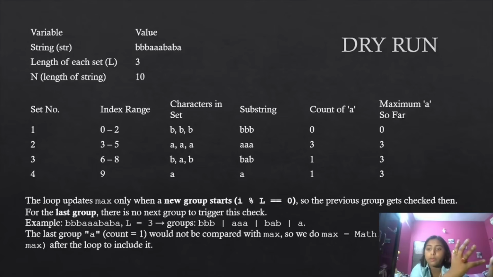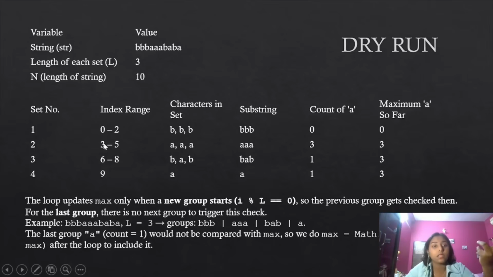What is the ideology behind this dry run? First set is 0 to 2. Why? 0, 1 and 2. 3 elements. L value is 3. So characters would be B, B and B. Substring is B, B, B. Count of A is 0 over here. And maximum so far also, we'll compare count and max, we get 0 only.